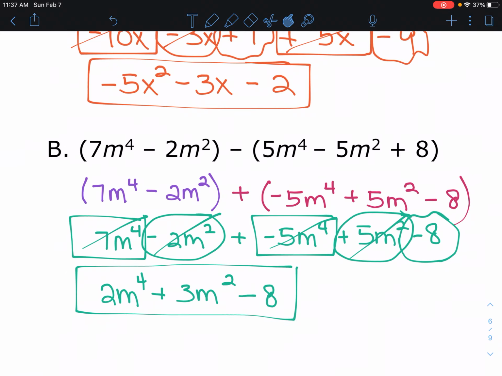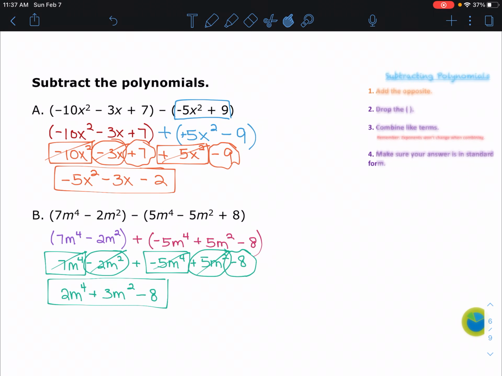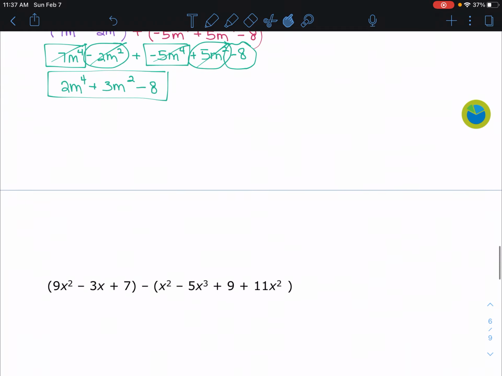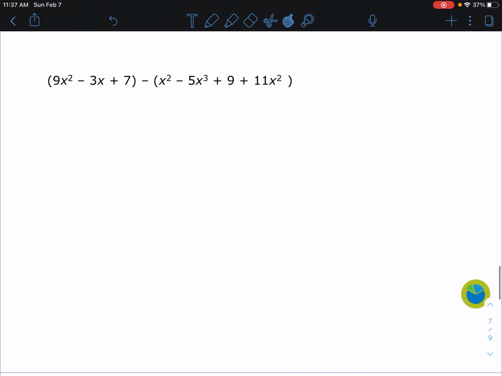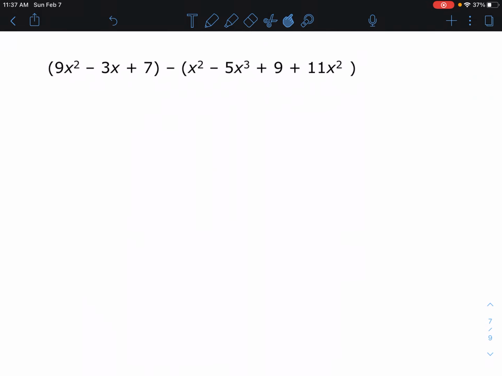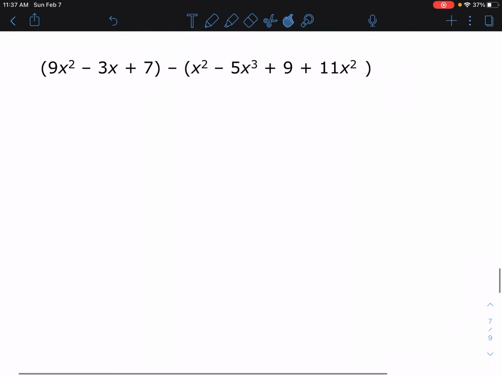Okay. I hope this is making some sense. Again, these are your steps, but it's really only one new thing. So just be careful when you're recopying. You don't mess anything up. Let's try one more. Okay, if you're feeling confident, you could try this by yourself.